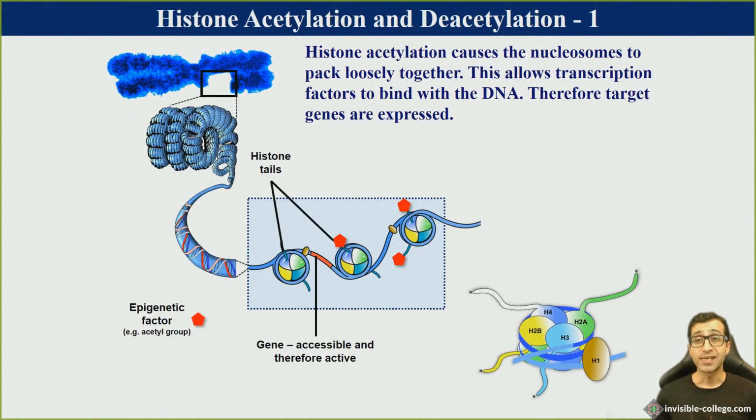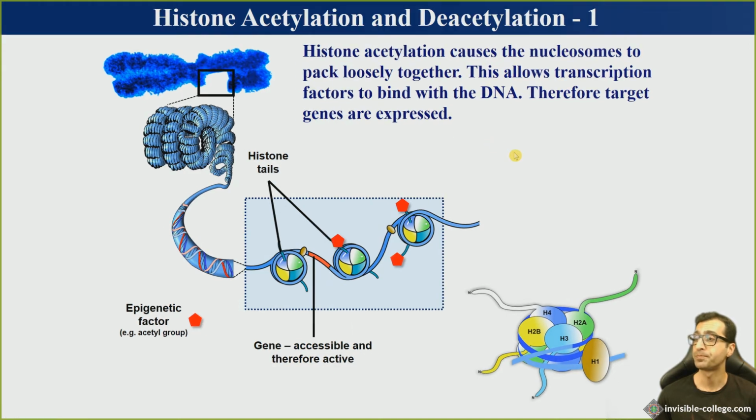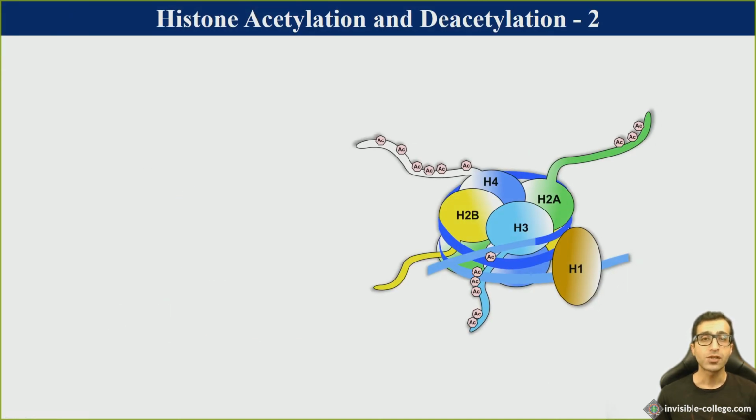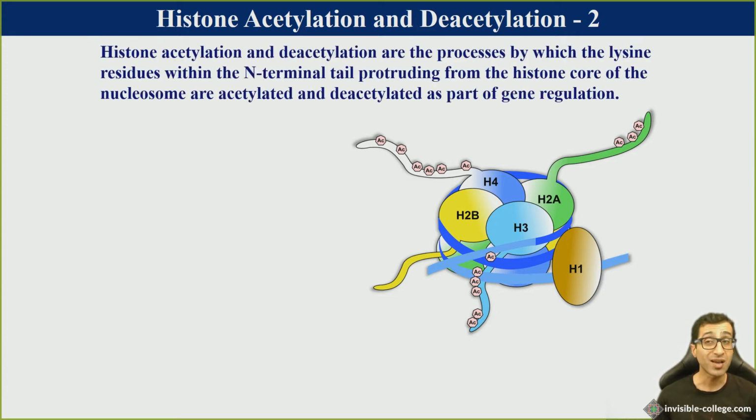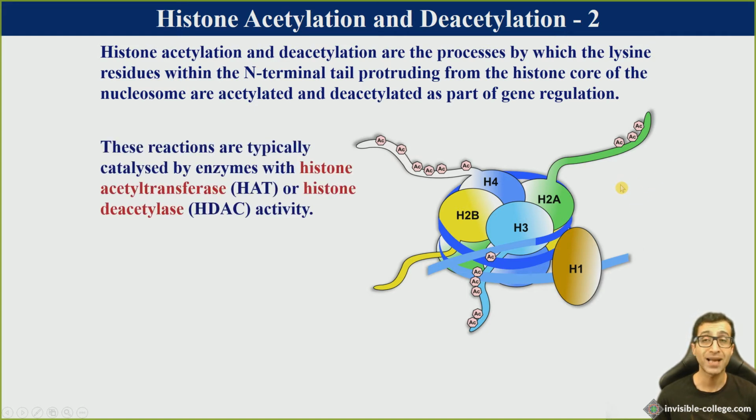So histone acetylation typically causes the nucleosomes to pack more loosely, and in turn this means that the transcription factors are more able to bind to these genes and therefore promote a higher rate of transcription. Histone acetylation and deacetylation are the processes by which lysine residues within the N-terminal tail, which protrudes from the histone core of the nucleosome, can be acetylated and deacetylated as part of gene regulation mechanisms.